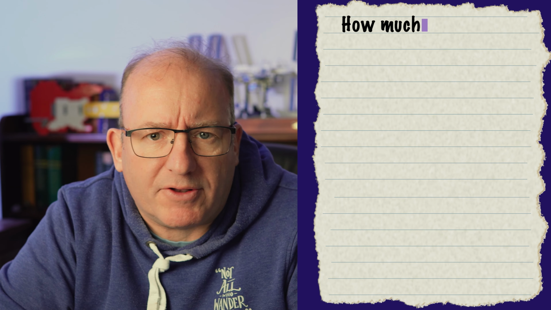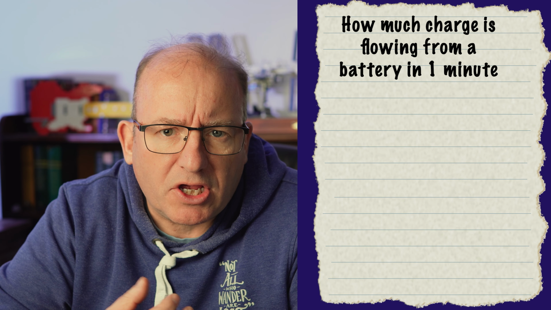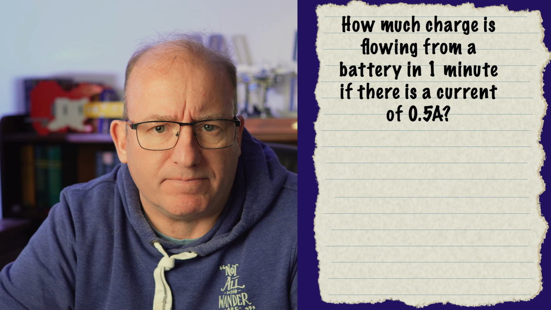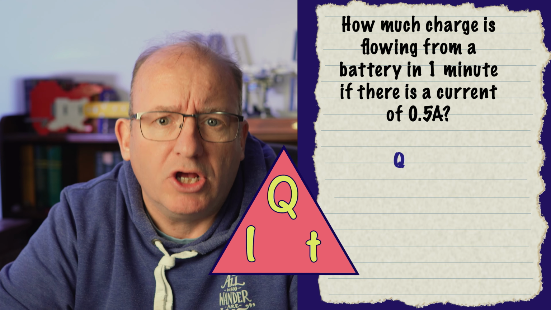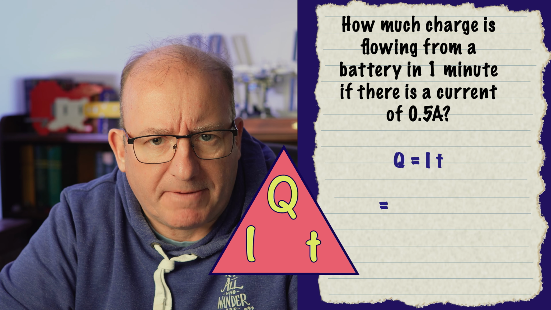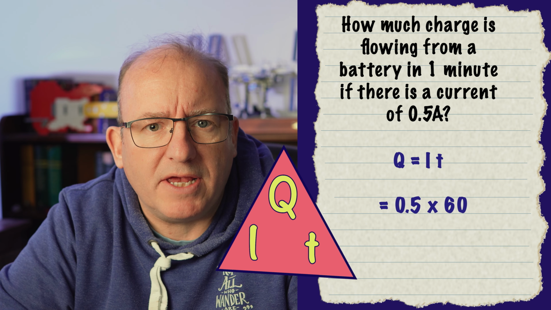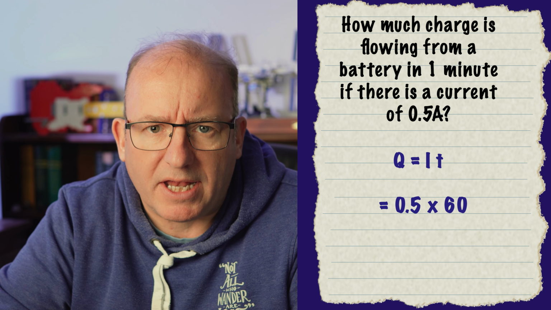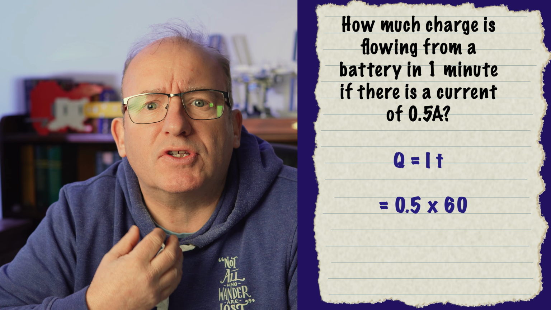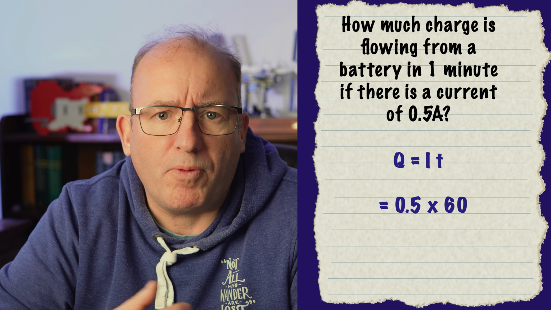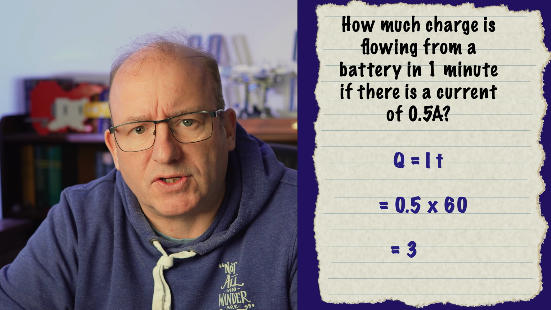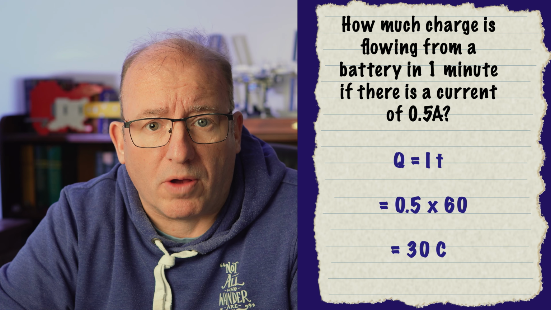Here's another quick example. How much charge flows from a battery in 1 minute if there's a current flowing of 0.5 amps? Well, we use the equation Q equals I t. I is 0.5 amps and the time is 1 minute, but we can't use minutes, we have to use seconds. So it's 60 seconds. 0.5 times 60 gives us 30 coulombs.